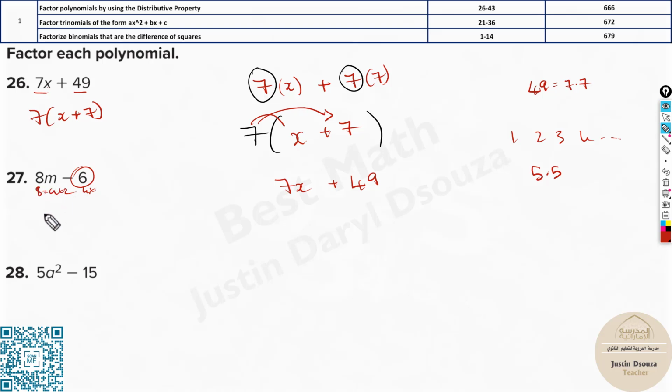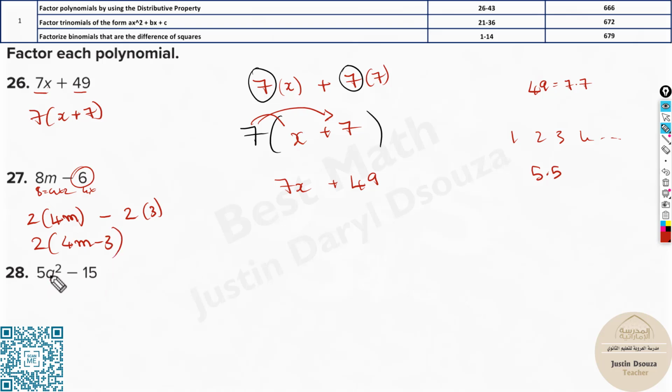Now what we can do is take out 2, or write in terms of 2. See, 2 times 4m will be 8m because 4 times 2 is 8. We can split it. And this is an even number. Even this can be written as 2 times 3. 2 times 3 is 6. And you can just remove this 2 common outside. You'll have 4m minus 3. This would be the factored form.